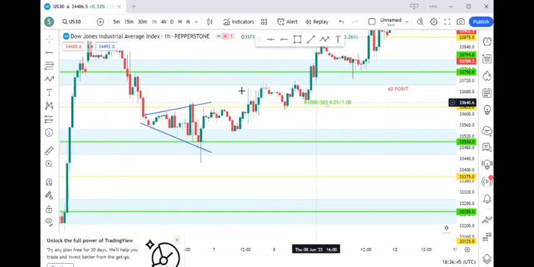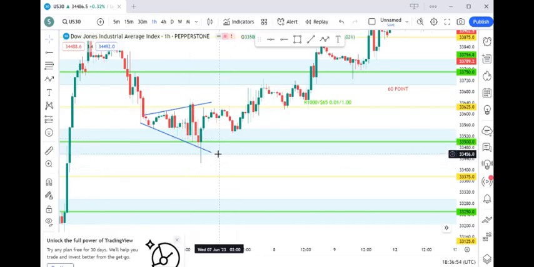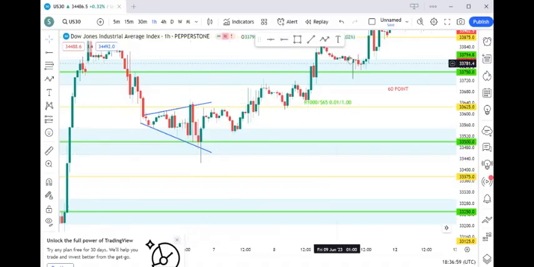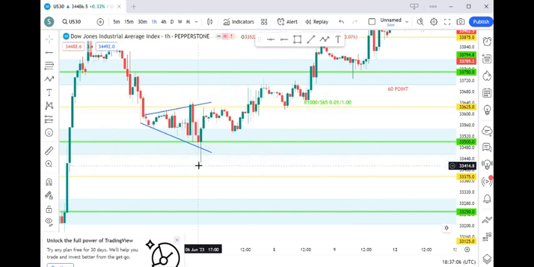Anyway, okay. What do we have here? Symmetrical triangle. You'll know a symmetrical triangle can break to the upside or the downside. It's a dangerous pattern to trade, right? Okay, so what happened here? This pattern broke to the upside, but it took out liquidity to the downside.